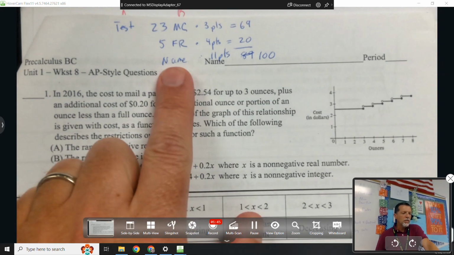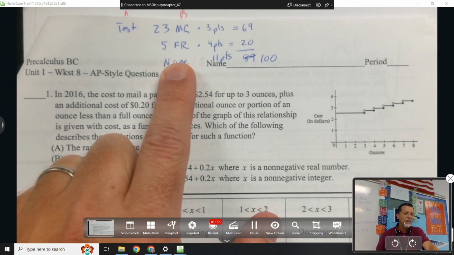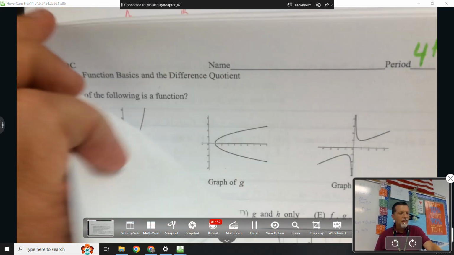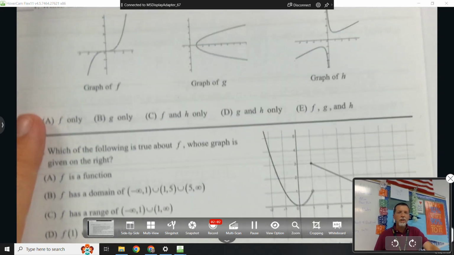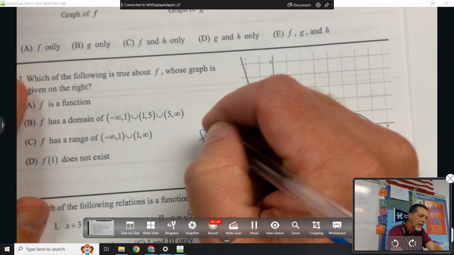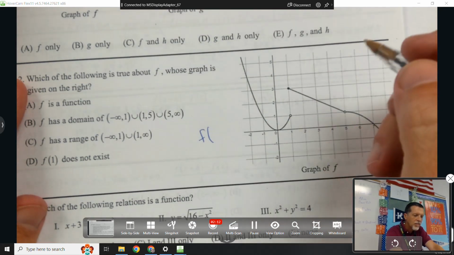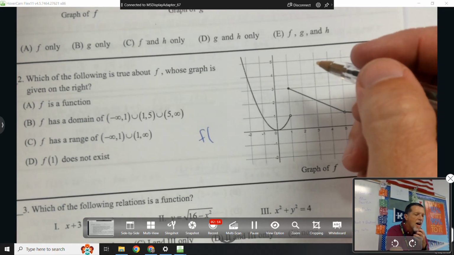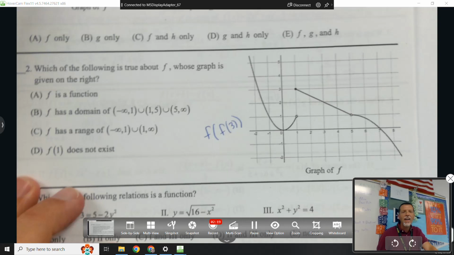Those 5 free response questions, I told the other group, it's evaluating functions given a graph. It's supposed to be easy, but man, people just mess it up. Looking for an example. So like this is worksheet 1, and flip it over to worksheet 1. That first graph. If I ask you to find f of 3, how about that?